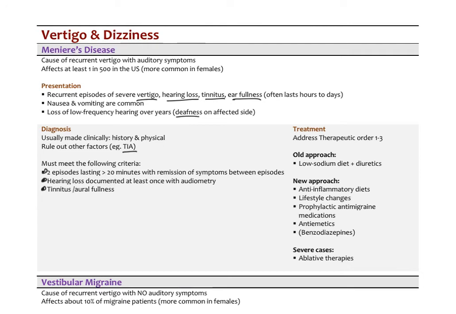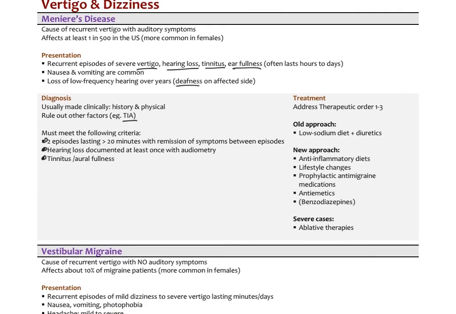So the approach is, of course, addressing levels 1 through 3. The biomedical approach, the old approach, used to be getting fluid out of the body, so low sodium diets and diuretics. The new approach is usually trying to use anti-inflammatory diets, different lifestyle changes to reduce inflammation, like reducing drinking and smoking, using prophylactic migraine medications, the triptans, and then antiemetics. Those are medications that block vomiting, like the Zofran and whatnot. And then rarely benzodiazepines are used here.